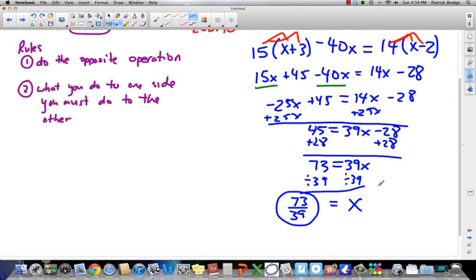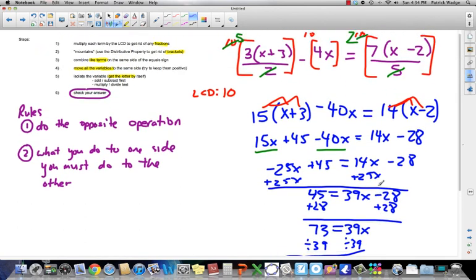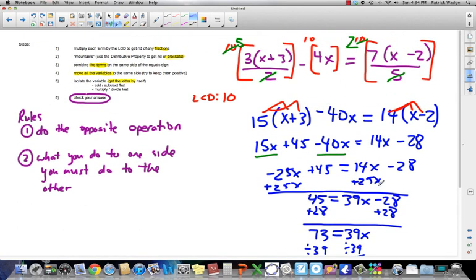Okay, I know that's pretty fast, but hopefully that kind of reminds you how to do solving linear equations. Okay, any questions, and come and see me. But really do your best to understand this. This is pretty critical in grade 10, 11, 12, university, and beyond.